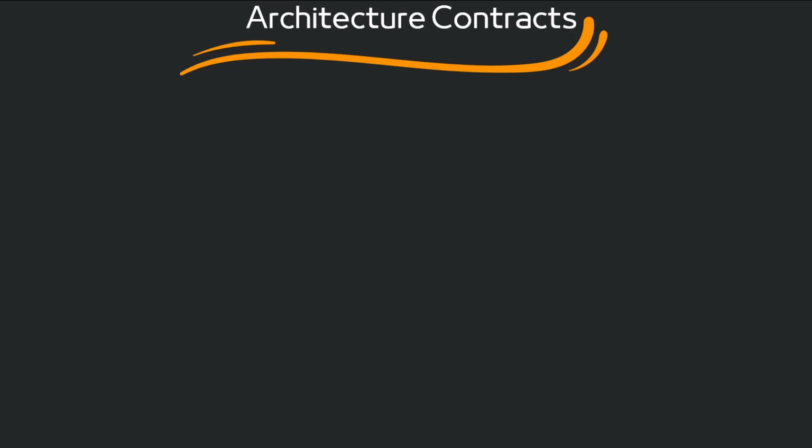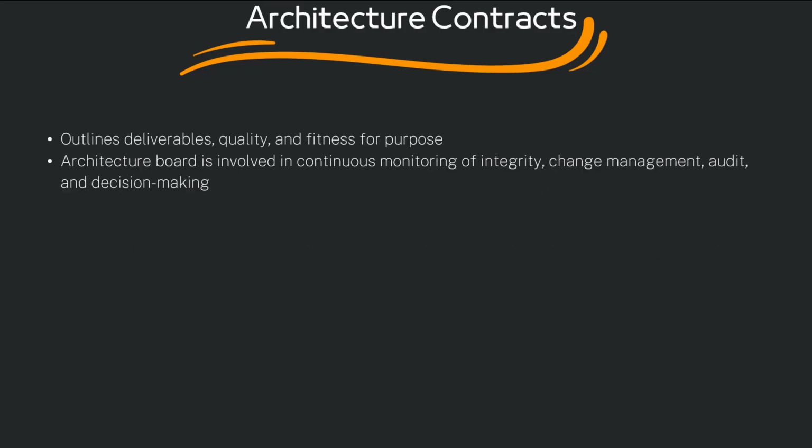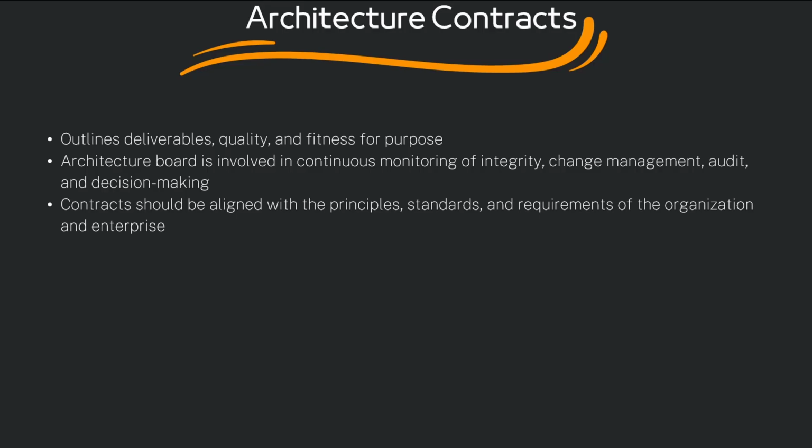Architecture contracts themselves outline deliverables, quality, and fitness for purpose. The architecture board is involved in continuous monitoring of the integrity, change management, audit, and decision making for this contract. Contracts should always be aligned with the principles, standards, and requirements of the overall organization and enterprise. Let's explain it once again in a fresh manner.